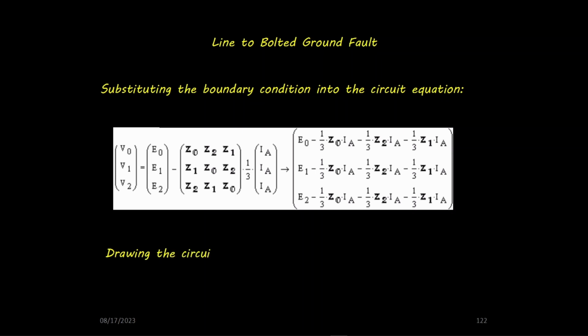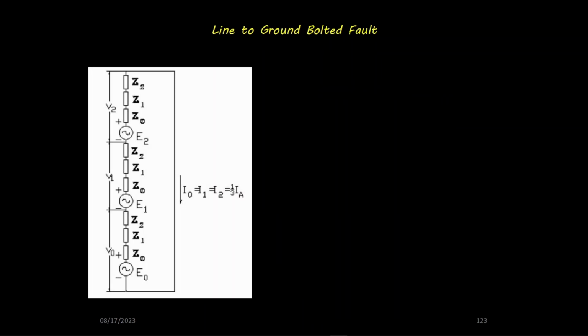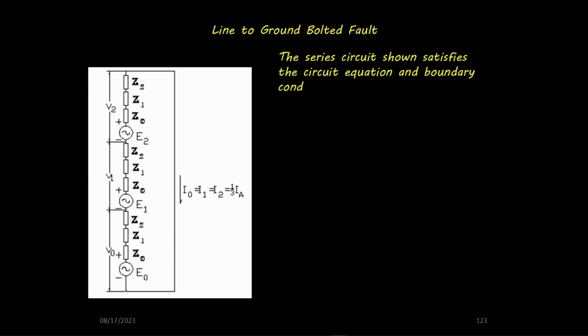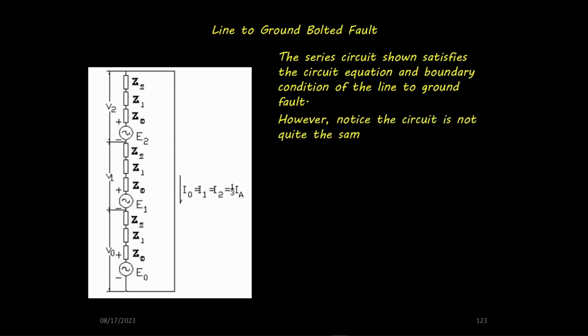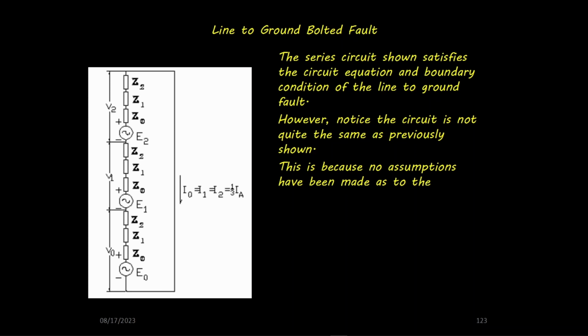Drawing the circuit. The series circuit shown satisfies the circuit equation and boundary condition of the line to ground fault. However, notice the circuit is not quite the same as previously shown. This is because no assumptions have been made as to the symmetry of the source voltages nor the series impedances.